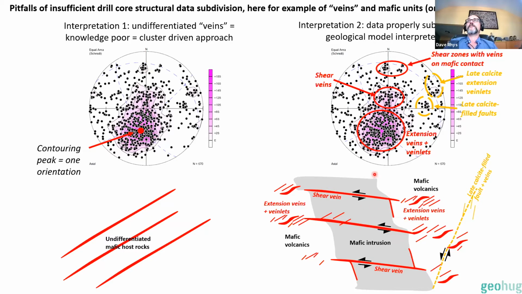And you can see on the stereonet above here that the clustering of the main shear veins is a much smaller set than you have of the extension veins. That's because there's fewer of them. There's just lots more extension veins than there are shear veins.